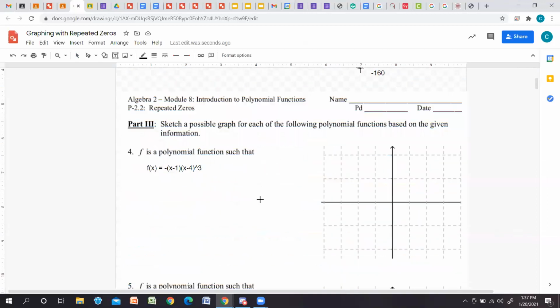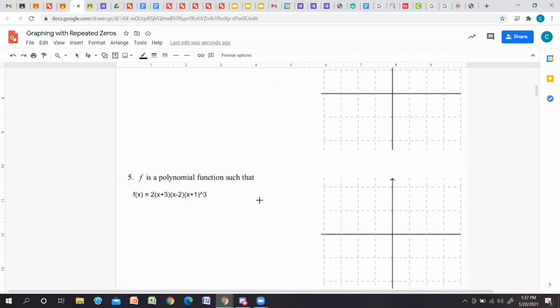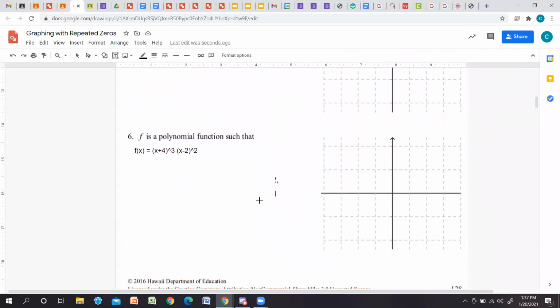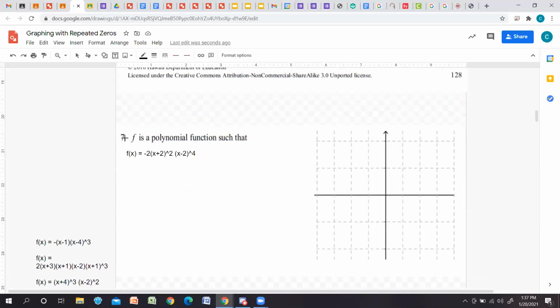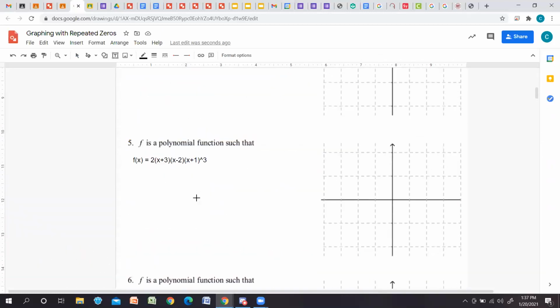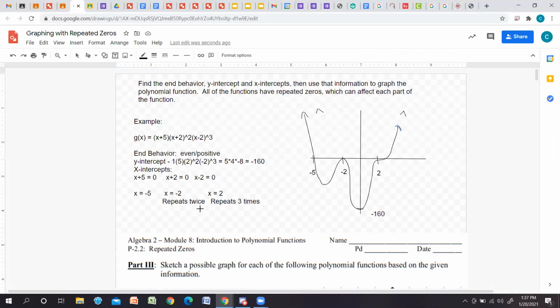All right, so you have 4 different functions to find the information for and graph. Notice that they all have repeated zeros, so please keep that in mind. All right, so just work through that. If you have any questions, please ask. Attend tutoring if you have any questions, and just try your best.